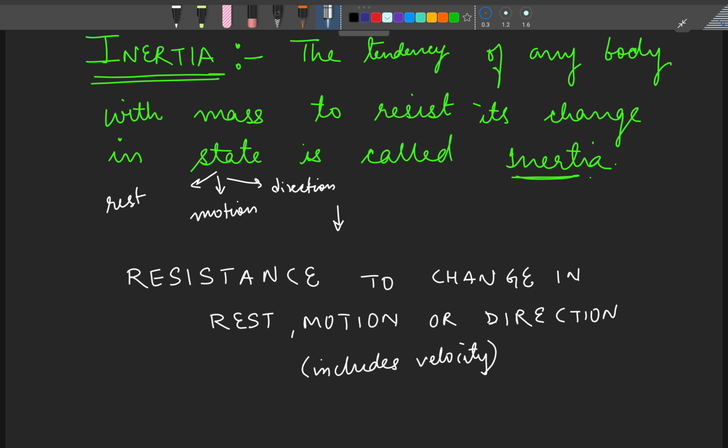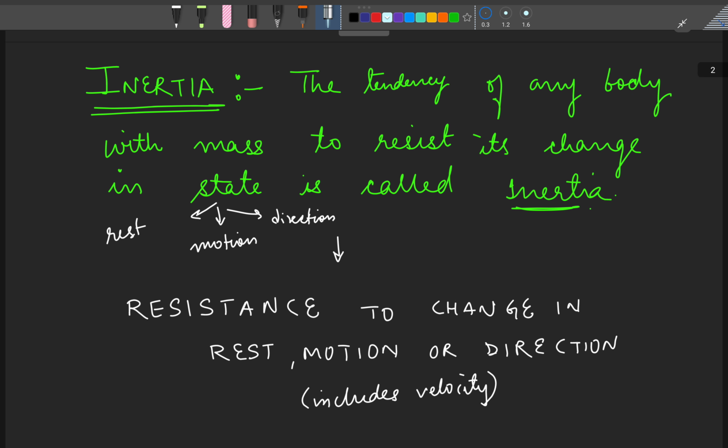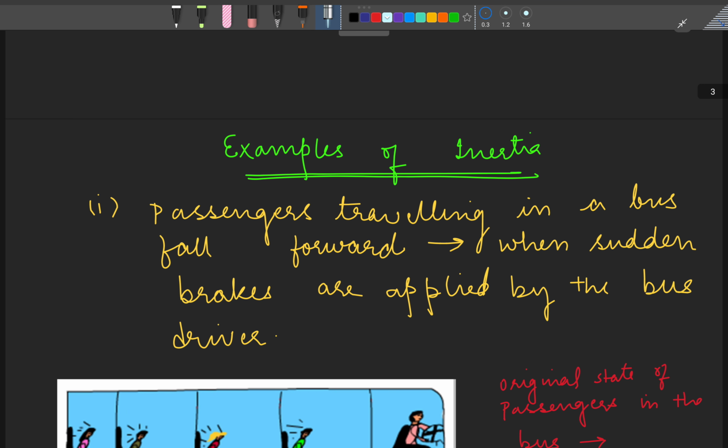Now, something very important to understand here is any body that has mass, any mass, even if it's very minute or feather-like, even then that body will have inertia. Okay, so every body or any body that has some amount of mass exhibits inertia. Fine. Moving on, let's understand inertia with a few examples.